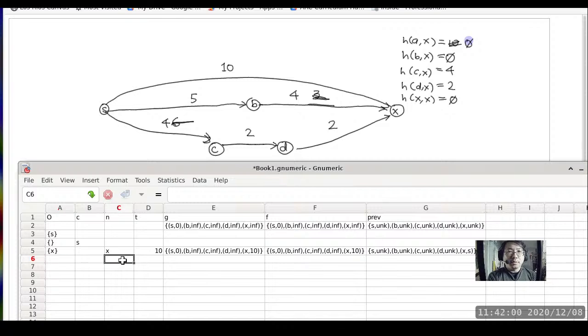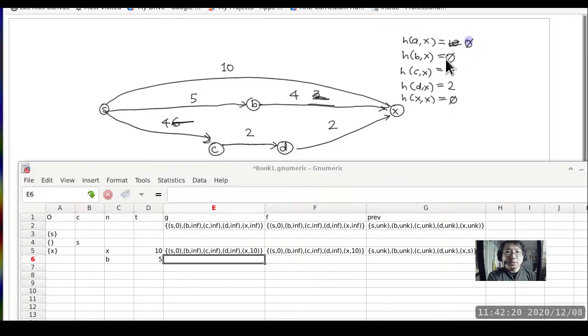Then we look at other outgoing edges from S. The other one goes to B. So now we ask the question, are we finding a shorter path to vertex B? The answer is yes, because t is 5 in this case. T is g of S plus the edge distance. It doesn't even take h into consideration because we're only comparing the g value, which is infinity to begin with. It was initialized to infinity, but now it is 5.